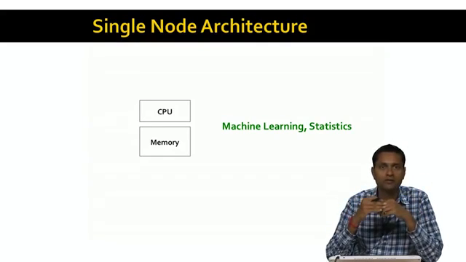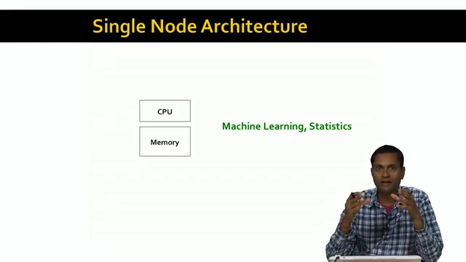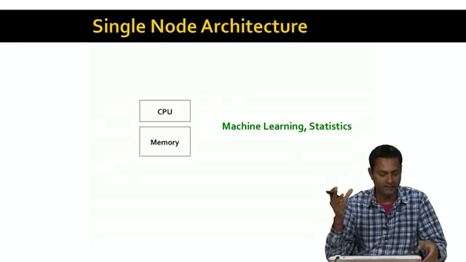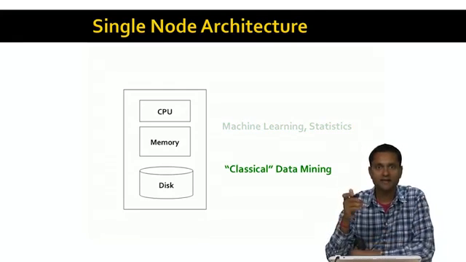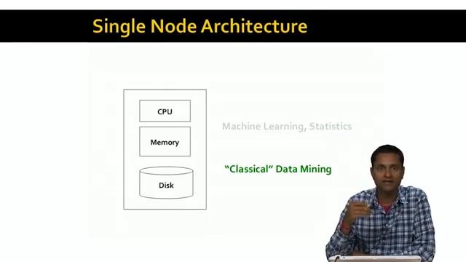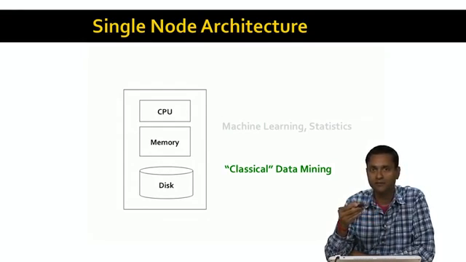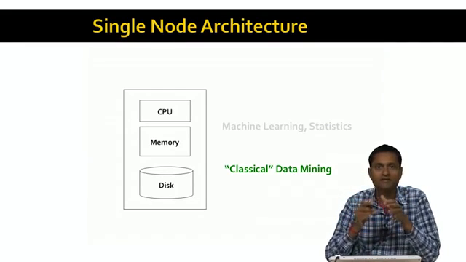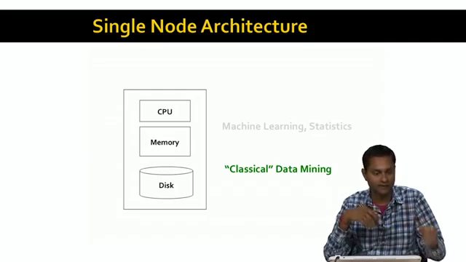Right? Now, what happens if the data is so big that it can't all fit in memory at the same time? That's where data mining comes in. Classical data mining algorithms look at the disk in addition to looking at CPU and memory. So the data is on disk. You can only bring in a portion of the data into memory at a time, and you can process it in batches and write back partial results to disk. And this is the realm of classical data mining algorithms. But sometimes even this is not sufficient. Let's look at an example.